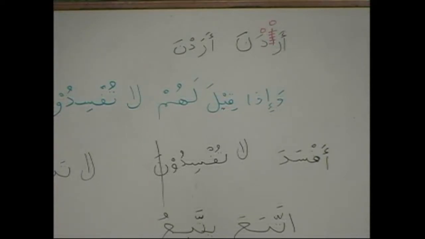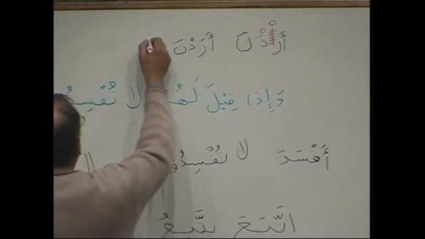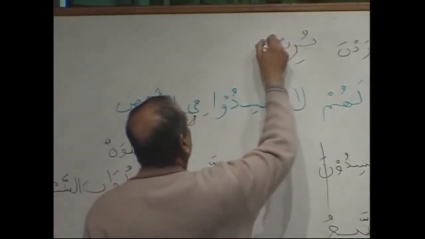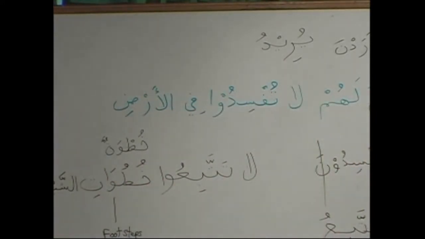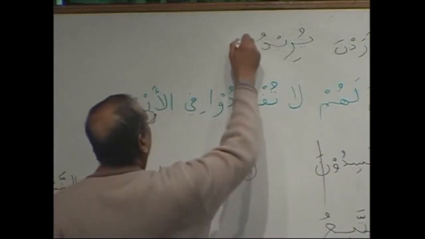Now we come to mudari'. There are 4 letters. So the alamatu mudari'a will get a dhamma. What will it get, brothers and sisters? Dhamma. Yuridu. Okay? Ready? Yuridu, yuridani, yuriduna. Turidu, turidani, yuridna. Now you know why yuridna. Very important.